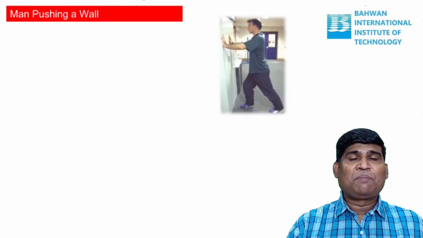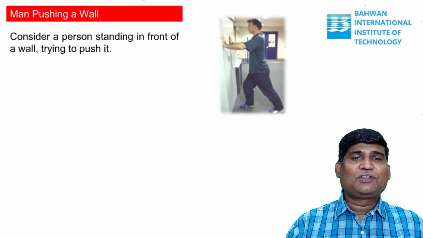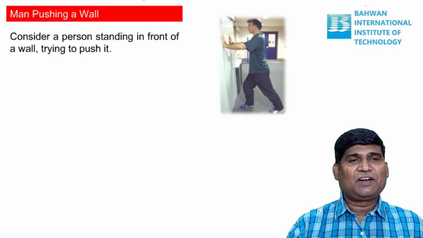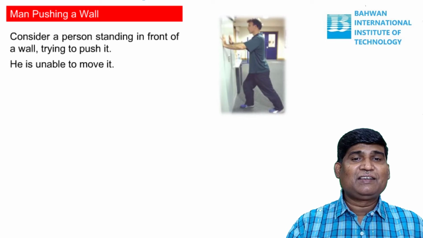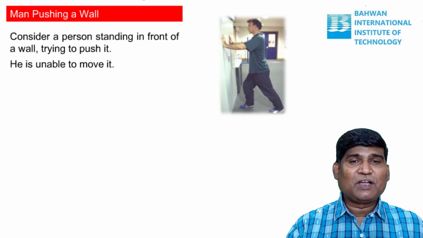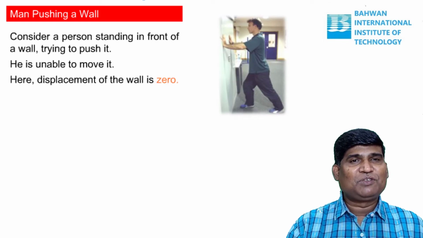Okay, here one man is pushing a wall, right? This person is standing in front of the wall and trying to push it. He is trying to push it, but he is not able to do that. He is unable to move that wall. That is what we are observing.